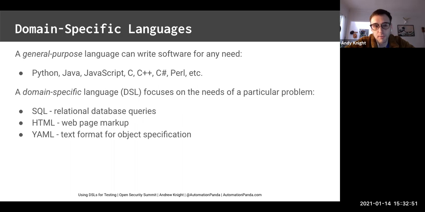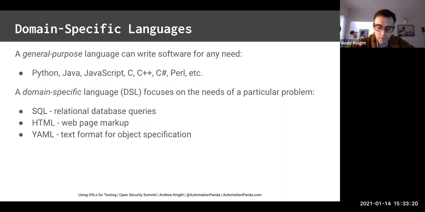When we talk about programming languages, there are essentially 2 types. A general purpose language can write software for any need. So when people typically talk about programming languages, they're talking about things like Python, Java, JavaScript, even Perl in there, right? That's a general purpose language because you can implement solutions to any problems using those kinds of languages. However, a domain-specific language focuses on one particular kind of problem, a domain, so to speak.